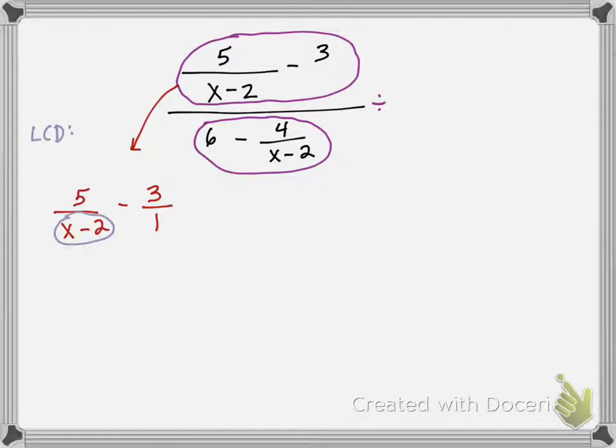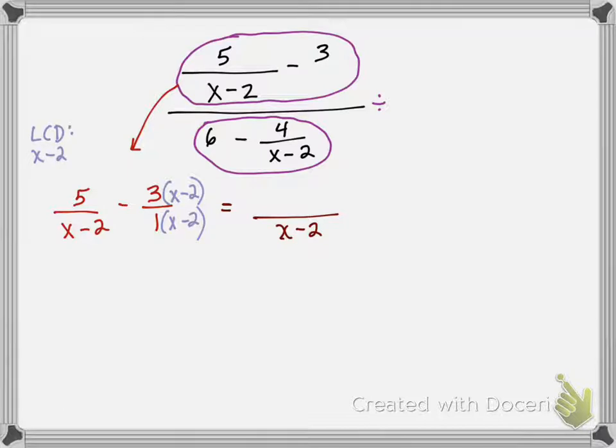The first denominator is an x minus 2, so I know it has to have an x minus 2. And the second one is just a 1. So the least common denominator is x minus 2. So the first fraction does not need to be modified, but the second one does. In order to get a 1 to be an x minus 2, I have to multiply it by x minus 2. But if I multiply the denominator by x minus 2, I have to multiply the numerator by x minus 2. All right, so when I subtract these, the denominator is going to stay the same, x minus 2.